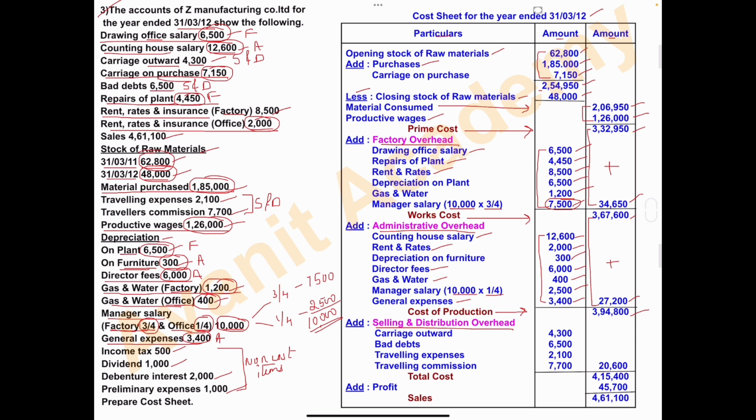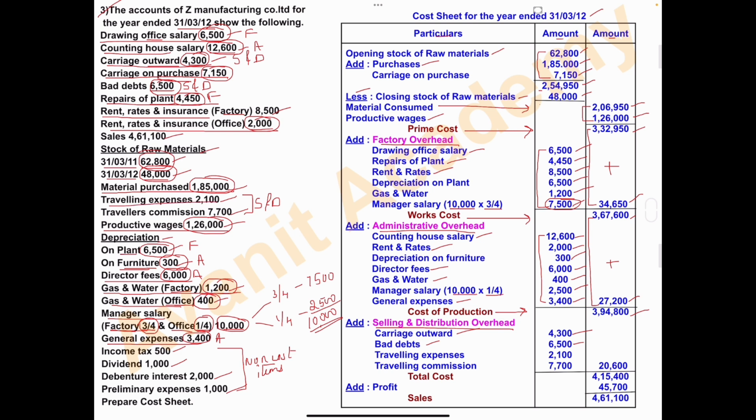So first is carriage outward. Carriage outward amount is 4,300. We have to take it under selling and distribution overhead. So right here carriage outward and the amount is 4,300. Next is bad debts. Bad debts amount is 6,500.